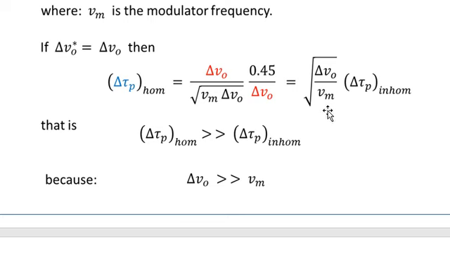So this term is simplified as the square root of delta nu naught over nu m. But you know that delta nu naught is much larger as compared with nu m. This is what I have written: delta nu naught is much greater than nu m. Under that condition, you can write that delta tau p for the homogeneous case is much greater than delta tau p for the inhomogeneous case. That is, for the inhomogeneous case, the width of the pulses will be much shorter than for the homogeneous case. So if you are using an inhomogeneously broadened laser, you can even obtain very narrow pulses, because delta tau p is the line width of those pulses.